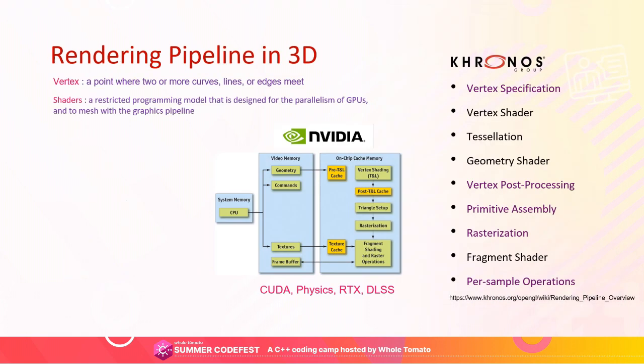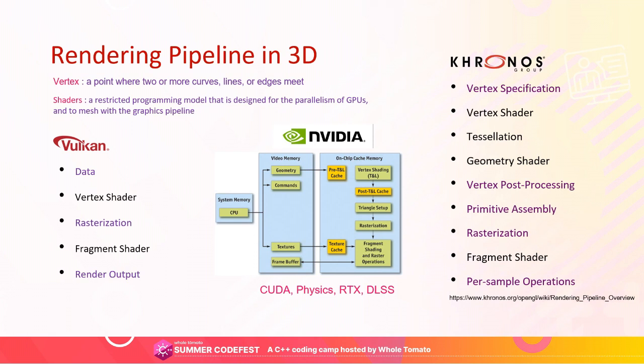In 3D graphics, one of the most important parts is the rendering pipeline. It's very important for giving you the most beautiful graphics in 3D. It is actually very complex and very detailed, but here is a brief story, a very short pipeline. In 3D graphics, there are vertices, a point where two or more curves, lines, or edges meet. For example, on a cube, the corners of the cube are these vertices.